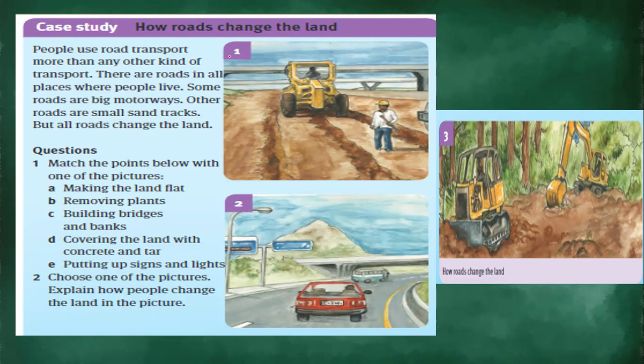Here I have picture number 1, picture number 2, and 3, on how roads change the land. You are going to write your answers on the group chat, because I only want you to match. Match the points below with one of these pictures. A, making the land flat. Which picture shows that they are making the land flat?